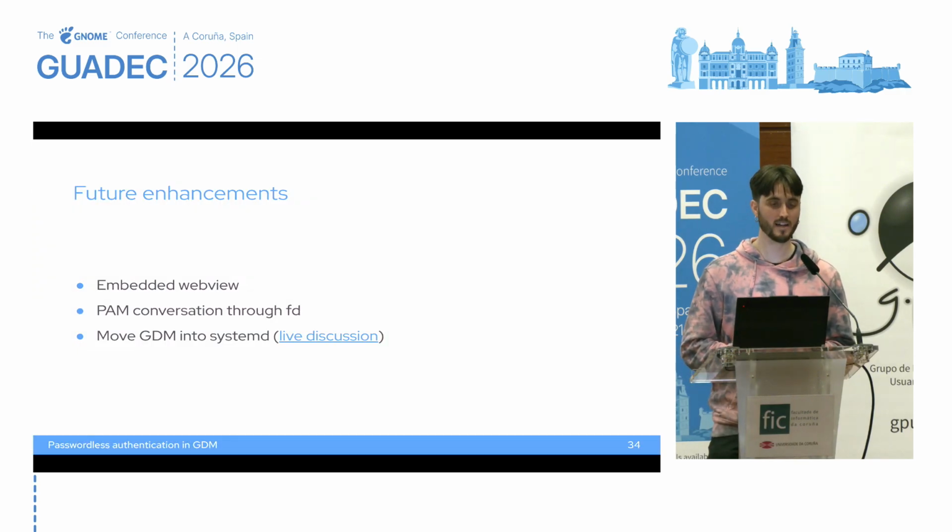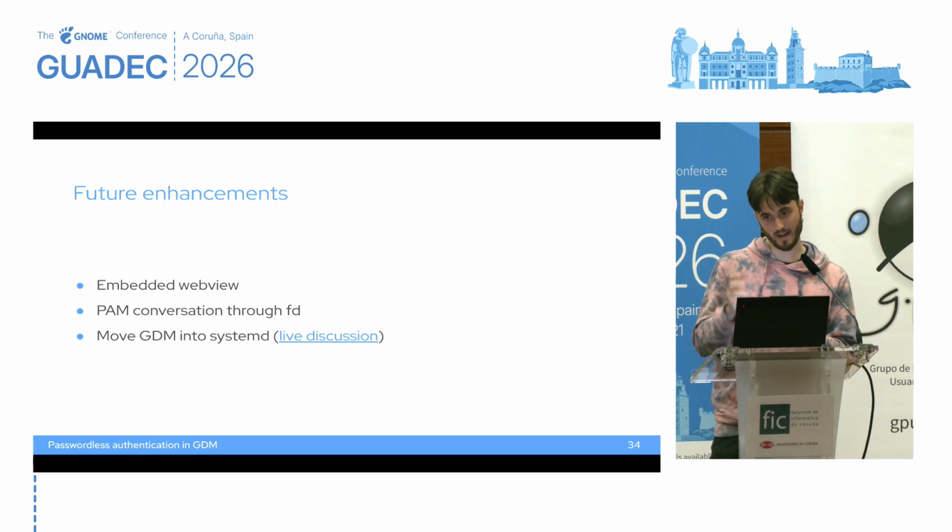Future enhancements, what we would like to do in the future. As I was mentioning, to be able to have an embedded web view in the login screen. Also, we would like to improve the PAM communication using a file descriptor to send and receive JSON messages instead of relying on the PAM architecture. And also, now that we've dropped Xorg support, we would like to move some GDM bits into systemd so other elements in the stack can adopt it, like starting and stopping graphical user sessions or doing the authentication.